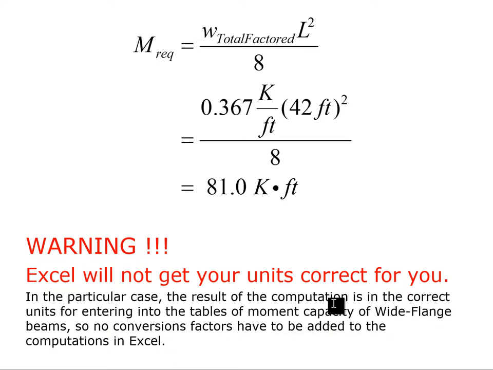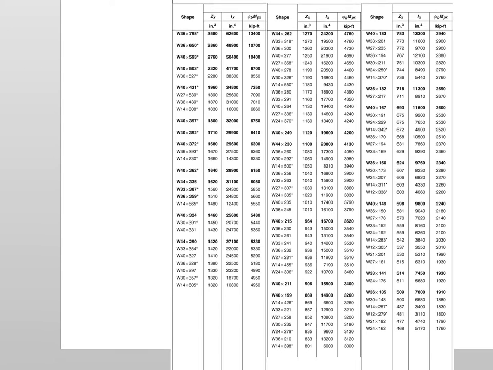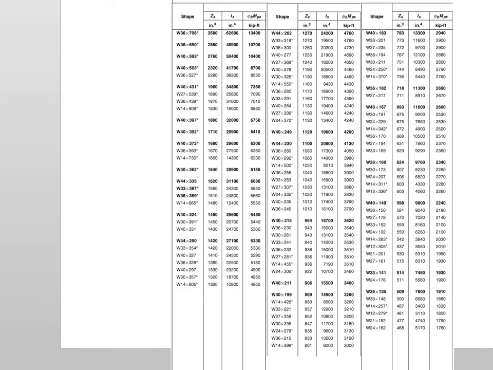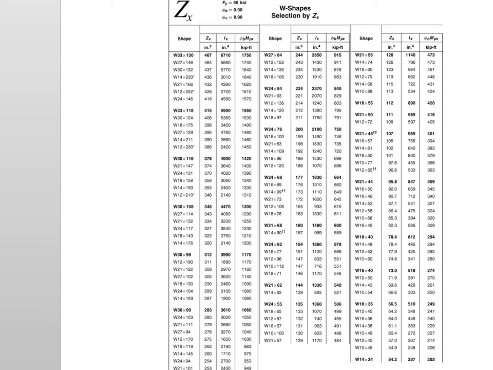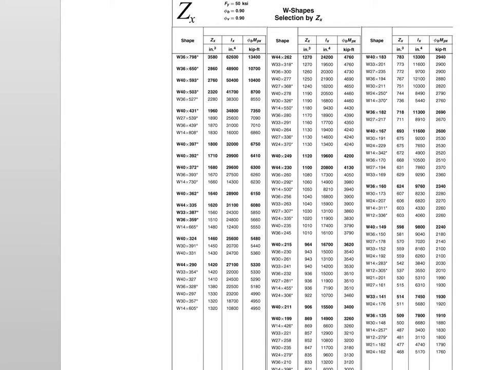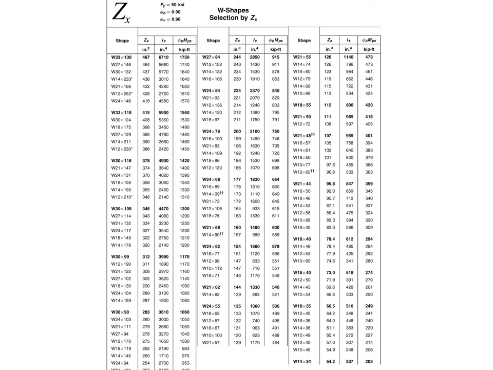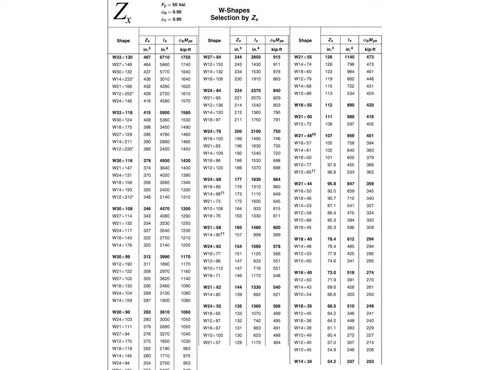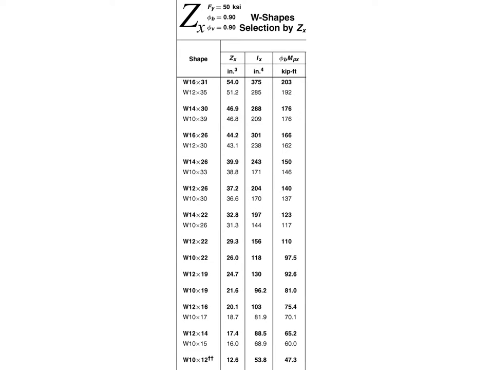So we have three tables that we can choose from. These are the heaviest ones. These are the lighter ones. And I don't know why my PowerPoint keeps moving around like this, but and then these are the lightest.